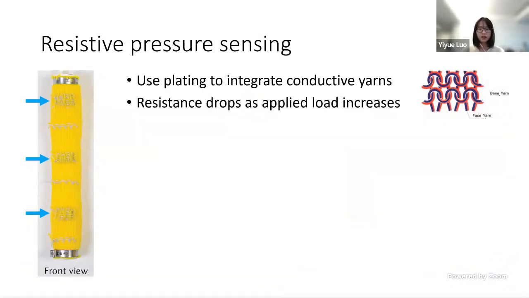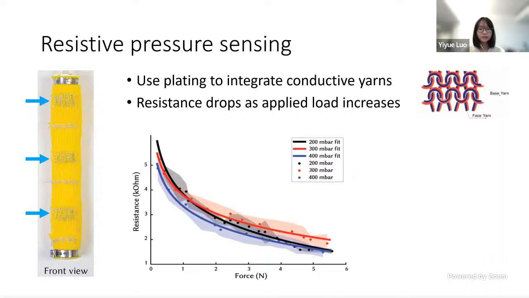We also leverage some plating techniques to insert conductive yarns at specific locations, where the conductive yarns are blended with normal acrylic knitting yarns. The knitted conductive yarns interlock loosely when there is no external pressure, and when applying a load, the conductive loops collapse, resulting in more electrical paths, and therefore the resistance drops.